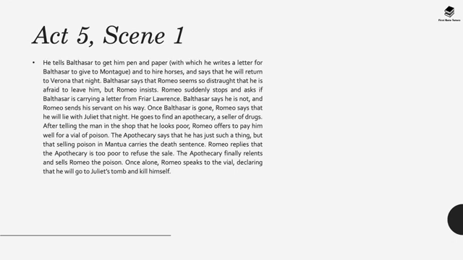After telling the man in the shop that he looks poor, Romeo offers to pay him well for a vial of poison. The man says he just has such a thing, but selling poison in Mantua carries the death sentence. Romeo replies that he's too poor to refuse the sale, and he finally relents and gives him the poison.